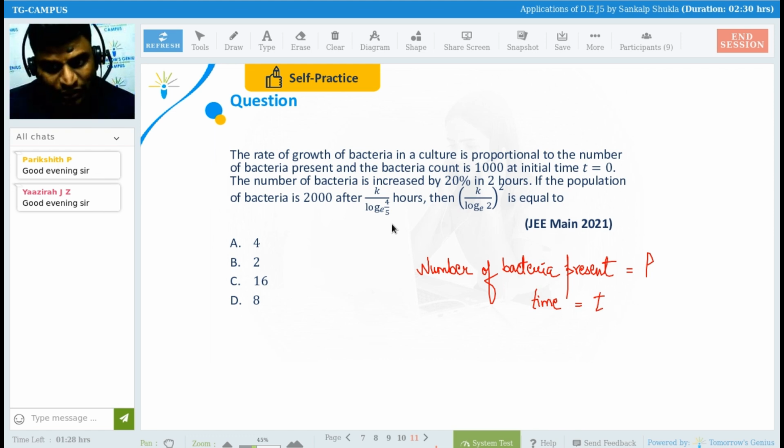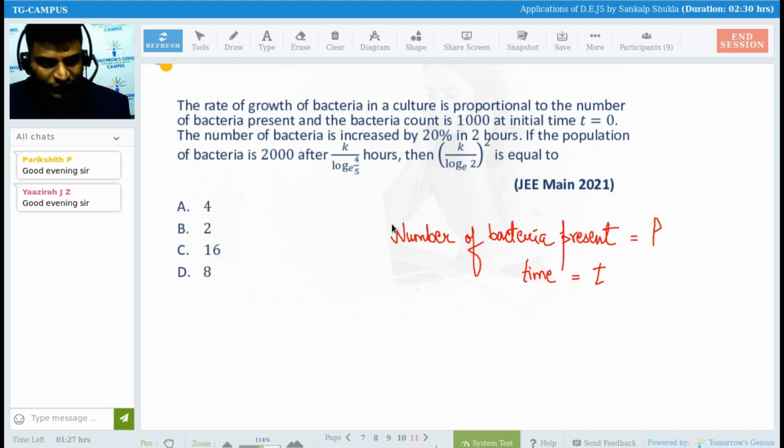But in this question, the differential equation is also not given to you, and it's a very recent one, 2021. So you have to first form the differential equation, and then you have to solve it. So I can say that the rate of growth of bacteria. What is rate of growth of bacteria? Do you know what is rate of? Can anybody tell me the definition of rate of?